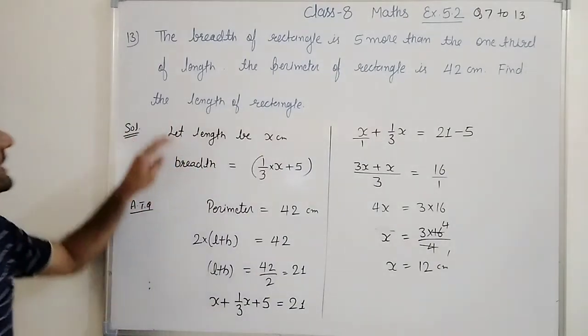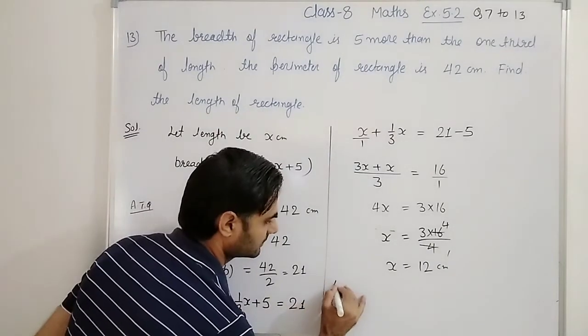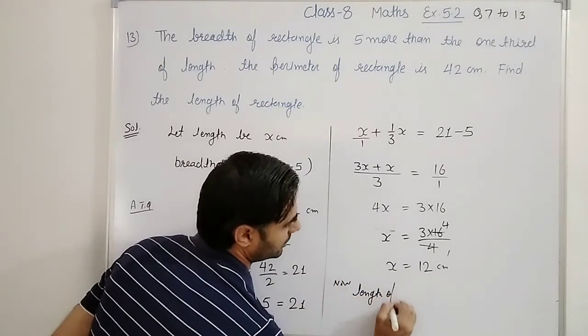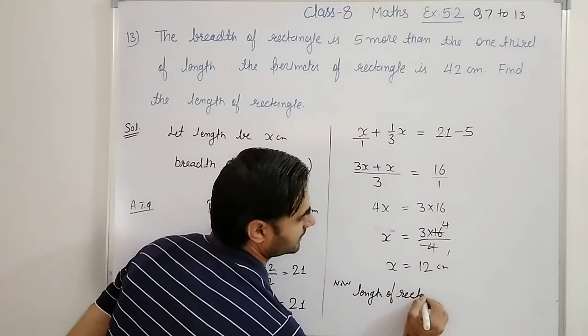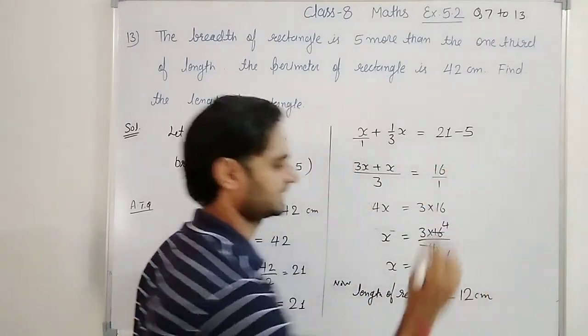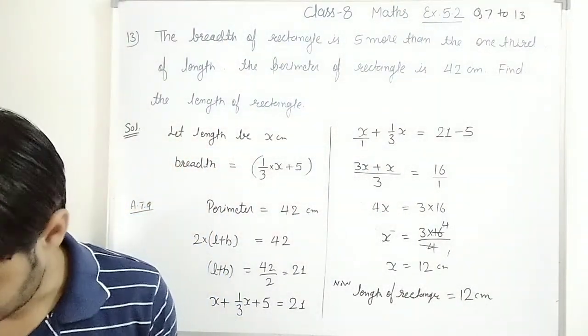So we wanted to find the length of the rectangle, and the length we have taken as x. So now the length of the rectangle will be equal to 12 centimeter. This is question number 13.